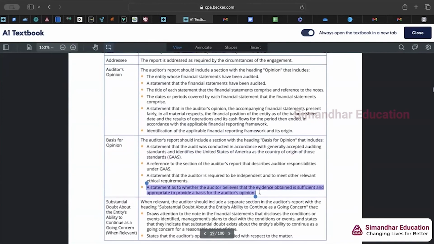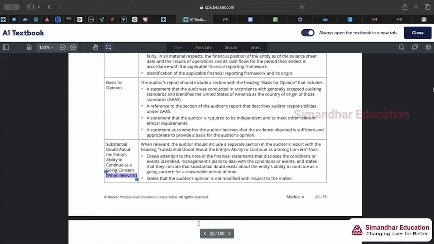So first one, title, addressee, opinion, basis of opinion. Next paragraph is substantial doubt about going concern. This paragraph is only required to be put in when there is a doubt or when it is relevant. You will put in the going concern issue and you will put in that the auditor's opinion is not modified. If it is modified, then you will not give it.